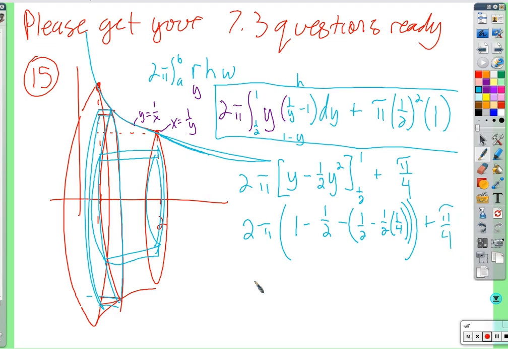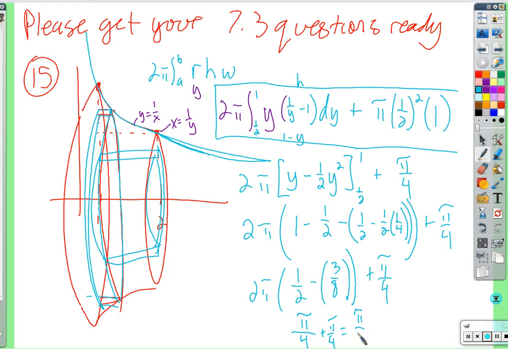Plus pi over 4. 2 pi times, let's see, 1 minus 1/2, that's 1/2, minus 1/2 times 1/4, which is 1/8. 1/2 minus 1/8, 3/8, am I wrong? 4/8 minus 1/8, that's 3/8. Okay, so 4 over 8 minus 3 over 8 is 1 over 8. 1/8 times 2 pi will be 2 pi over 8, pi over 4, plus pi over 4. Oh, 2 pi over 2.